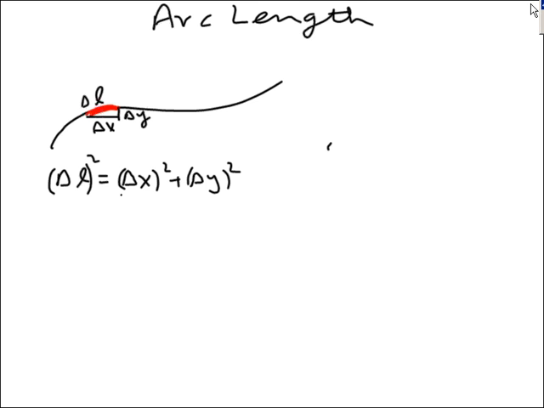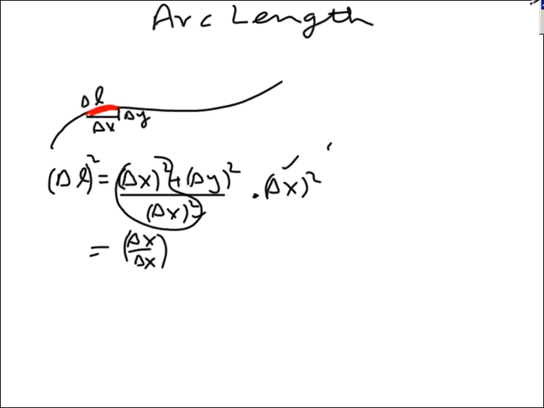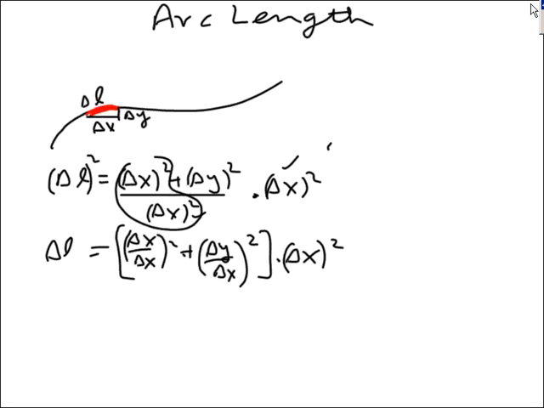And if I divide the right side by delta x squared and also multiply it by delta x squared, I really just multiplied by 1, because this over that is 1. So this is the same as (delta x over delta x) all squared plus (delta y over delta x) all squared, and this whole mess gets multiplied by delta x squared. Well, that's delta L squared. I don't want delta L squared, I want delta L. So I take the square root of both sides.